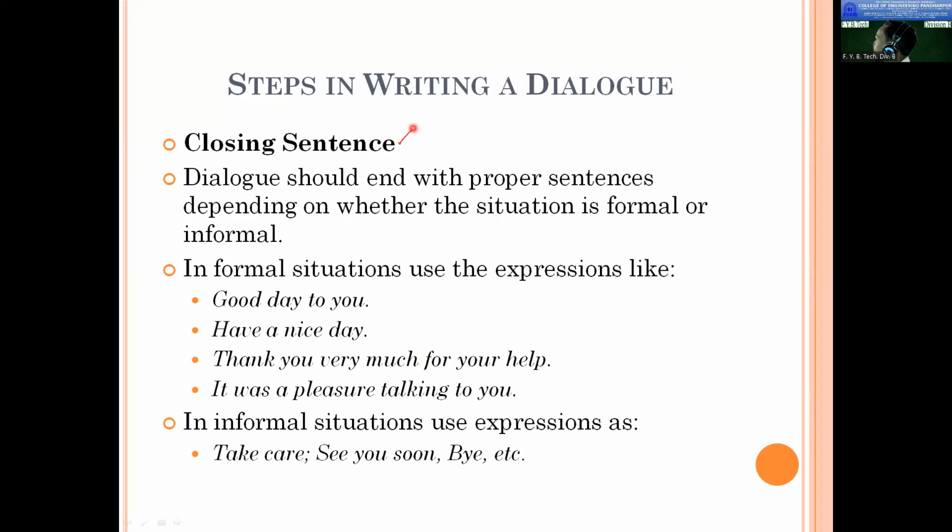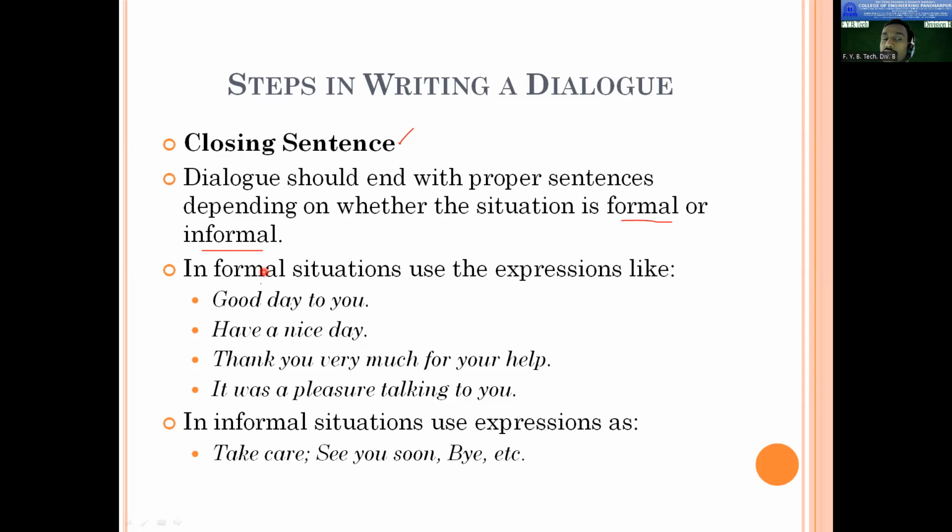Now you want to close this conversation, and this conversation can be closed with closing sentences. Which closing sentences can we think of here? The dialogue should end with proper sentences depending on whether the situation is formal or informal. For formal situations, you have different closing sentences. For informal situations, you have different sentences.